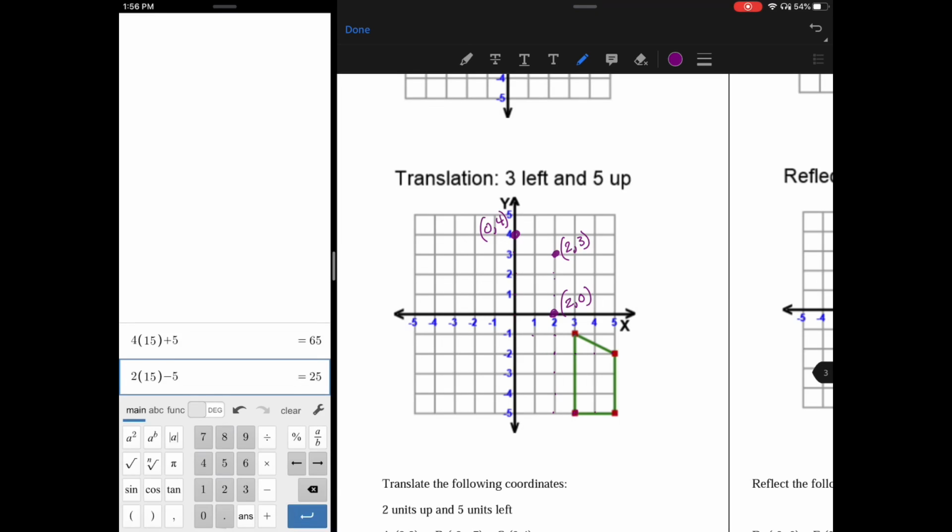And then lastly, this point right here, the bottom left of the shape, we're going to go 3 left and 5 up. And we're now at the origin 0, 0. And then we have a new shape that looks exactly the same as the original. It's just moved upwards.